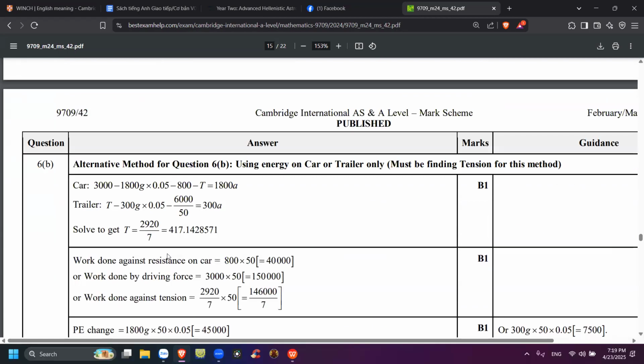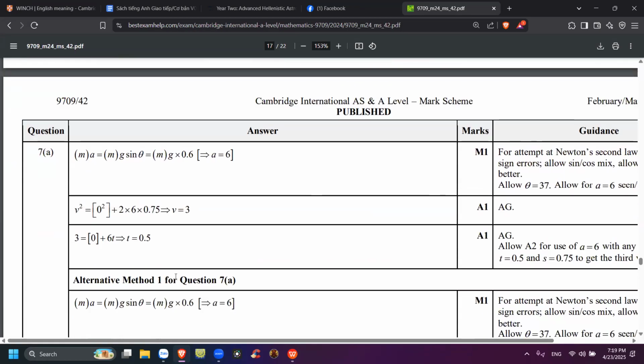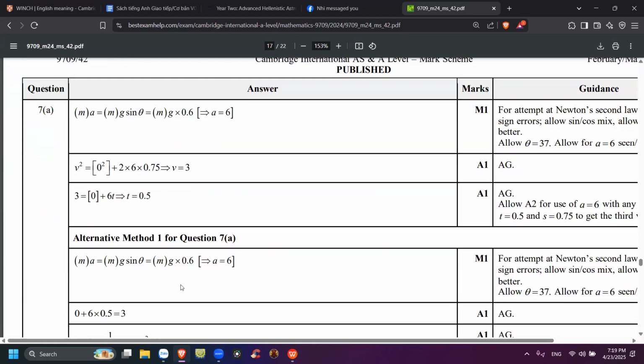Oh wait, I looked at the wrong one, sorry. I have to look at this one. The question A. So they say just draw it out. MA equals mg sine theta equals mg times 0.6. You can eliminate the m on both sides. So g is 10, and you find that a equals 6 meters per second squared.